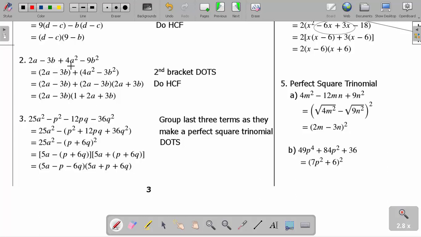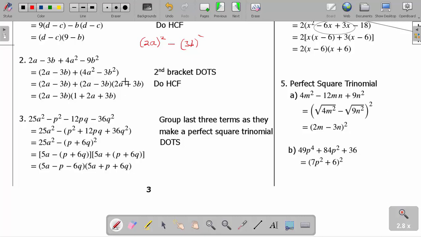You see, this is 4A squared. It should have been 2A bracket squared. What about 9B squared? Minus 3B bracket squared. Now this is the difference of two squares, which gives us 2A minus 3B into 2A plus 3B, like we said. So here we have got 2A minus 3B.